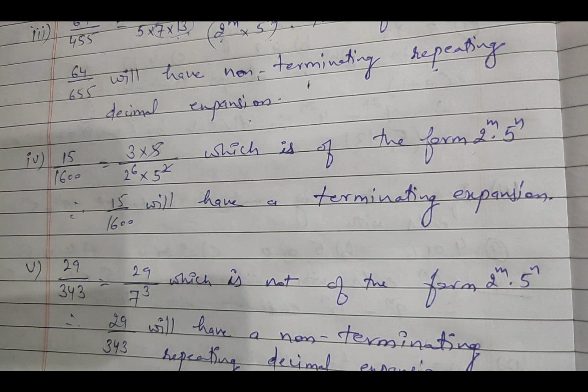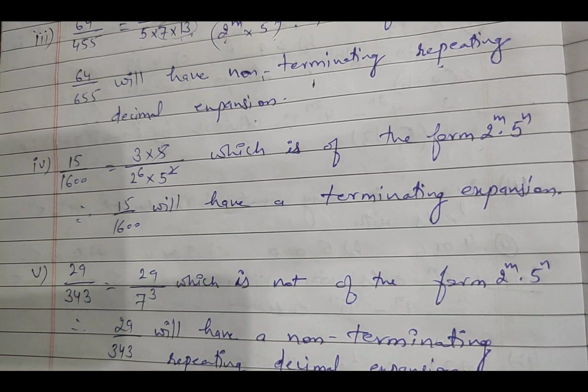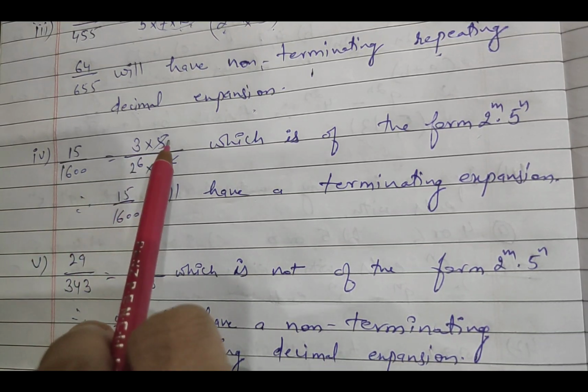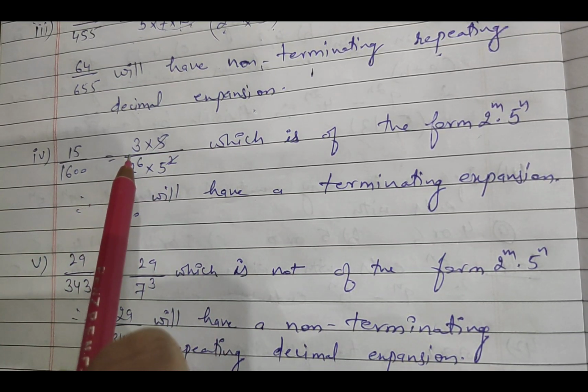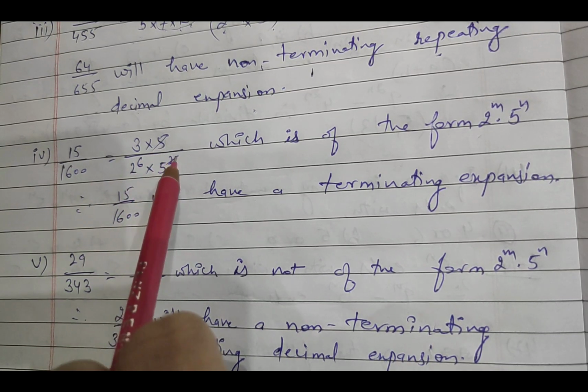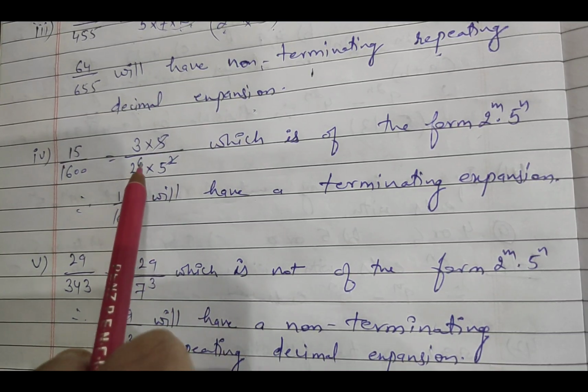Come to question number 4. Question number 4 is 15 upon 1600. So 15 can be written as 3 into 5 and 1600 can be written as 2 raised to power 6 into 5 raised to power 2. So if I cancel this 5 also, you can see that 2 raised to power 6 and 5 are still there.